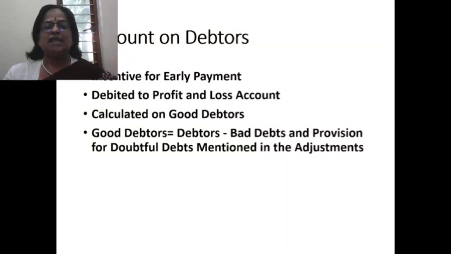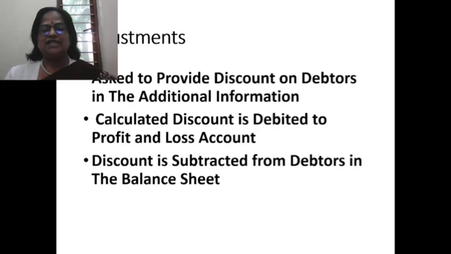Now, the next point, I have given the equation. Good debtors is equal to debtors minus bad debts and provision for doubtful debts mentioned in the adjustments. This is an important point you have to remember. Now, adjustments. There are different ways of mentioning this adjustment in the question. If you are asked to provide discount on debtors in the additional information, you know that if it's coming in the additional information, two adjustments will be there. One will be in the trading and profit and loss account, one will be in the balance sheet.